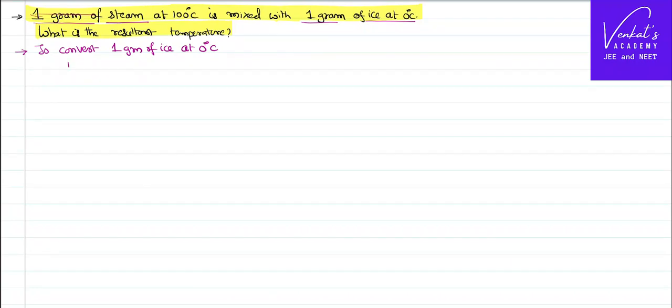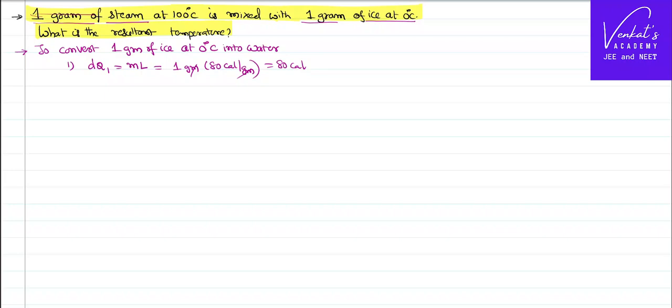What we need to do? We need to do two things. First, we have to convert 1 gram of ice at 0 degrees centigrade into water. Now there is a change of state. So basing on the definition of latent heat, dq can be written like ml, right? Mass is 1 gram, latent heat is 80 calorie per gram. So how much of the heat required? There is 80 calories.